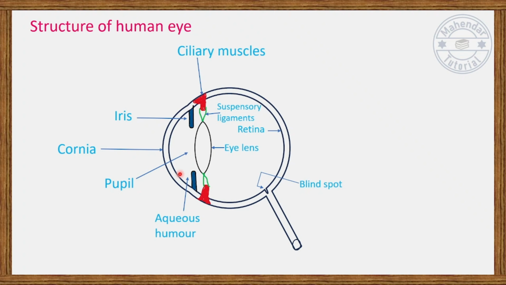The empty space between the cornea and eye lens is filled with a watery liquid. It is known as aqueous humor. The space between the eye lens and the retina is filled with a jelly like substance, known as vitreous humor. This vitreous humor gives support to the eye lens. So this is the structure of human eye. These are the parts. And the last one is the optic nerve. It is connected from the eye to the brain.